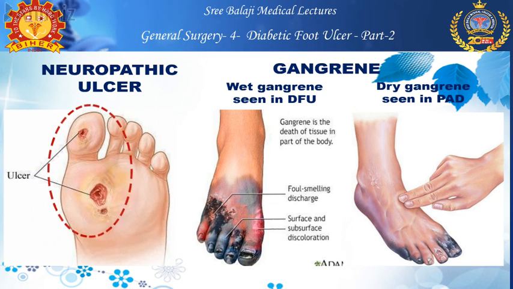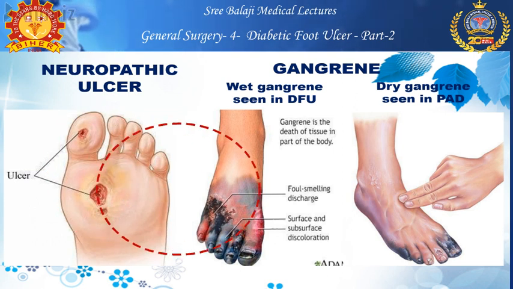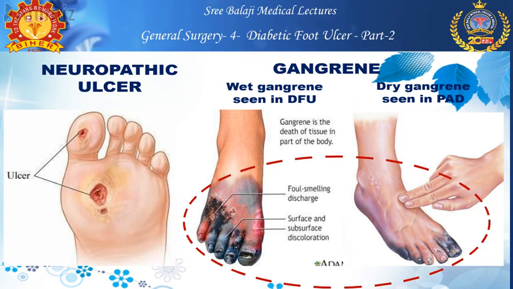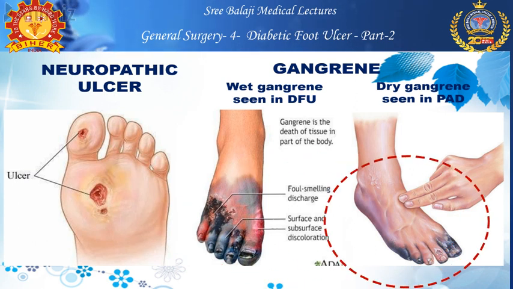This slide shows a neuropathic ulcer located in the ball of the great toe and in the base of the first metatarsal head. It shows a well-defined margin, punched out edge, and a floor filled with pale granulation tissue. The second and the third image show gangrenous changes in the foot. The third image shows dry gangrene.